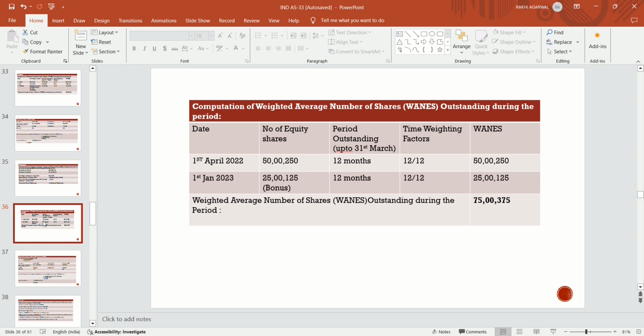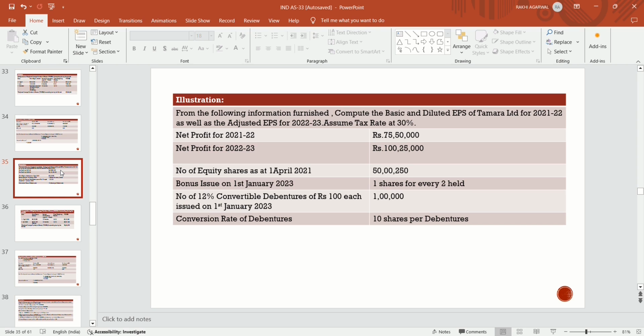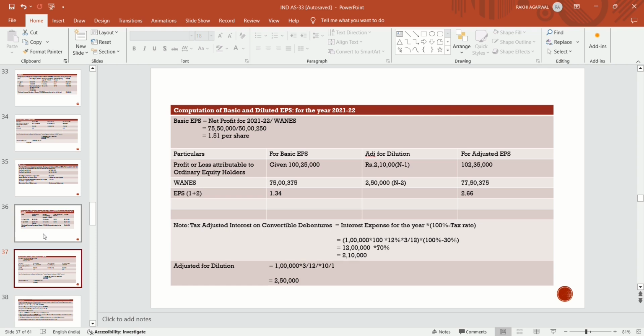125. So total weighted average number of equity shares outstanding during the period for calculating the basic EPS becomes 75 lakhs 375. Profit or loss attributable to ordinary holder for basic EPS is 1 crore 25,000, given in the question. The net profit for the financial year 22-23 is 1 crore 25,000. So basic EPS is 1 crore 25,000 divided by 75 lakh 375, that is EPS becomes 1.34 per share.